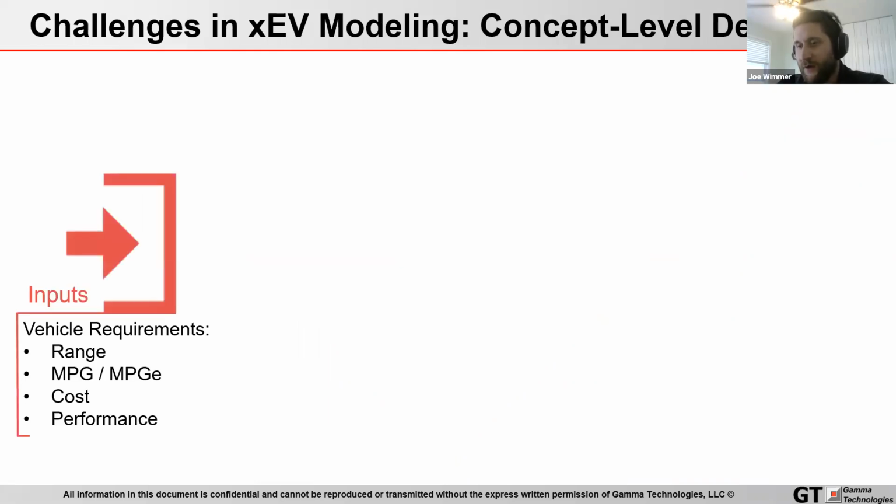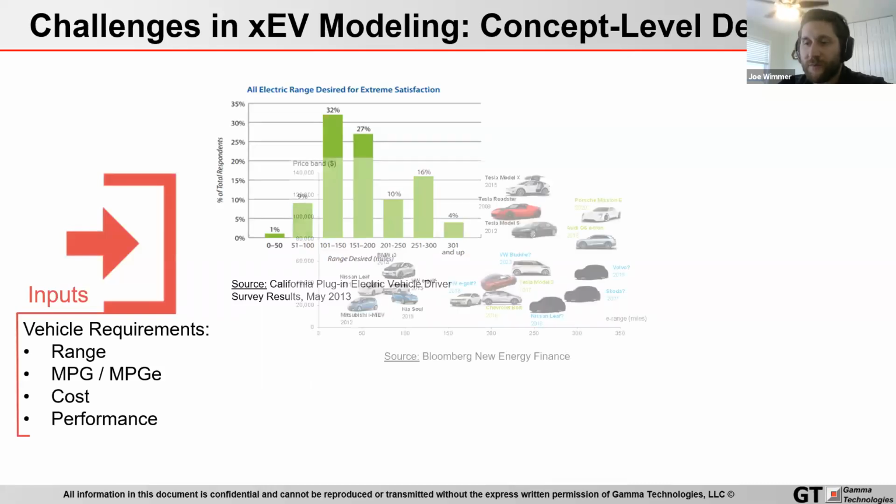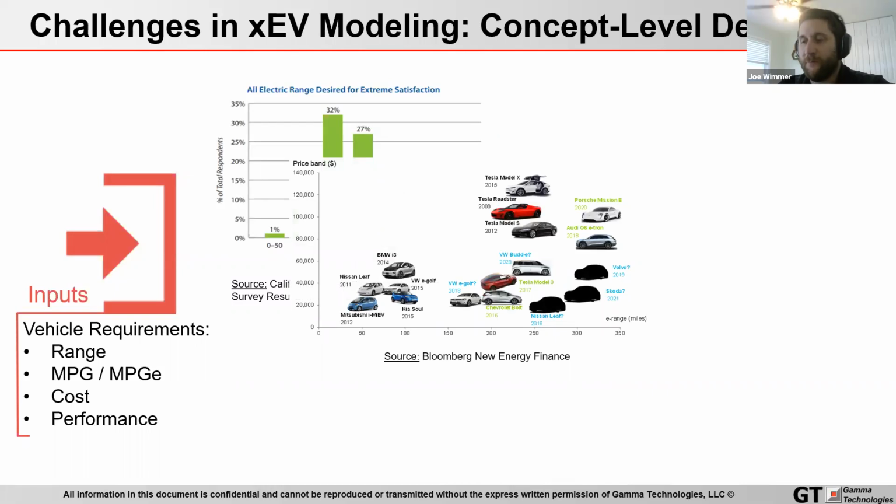So at this stage, this is what I would consider the concept level design for vehicle levels. Here, the inputs at this stage might be things like vehicle requirements, whether it's range, how far, if I'm making a BEV, what's my desired target range of this vehicle. It could also be cost. If you're talking about the range, you can have a high range or a low range, and that might affect the underlying price band of what you're shooting for.